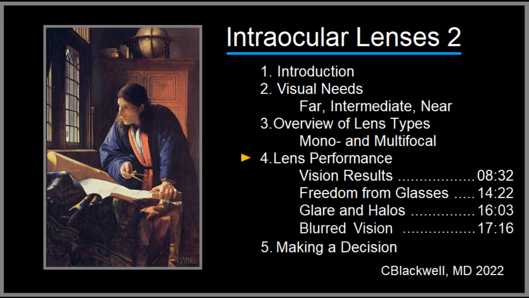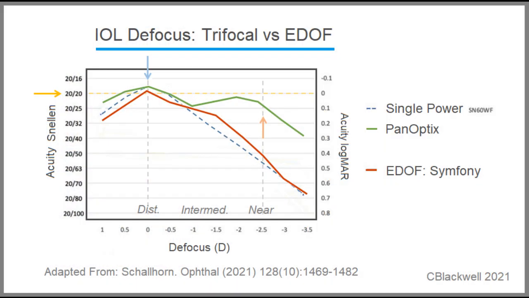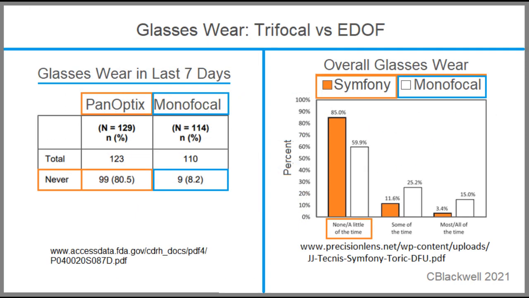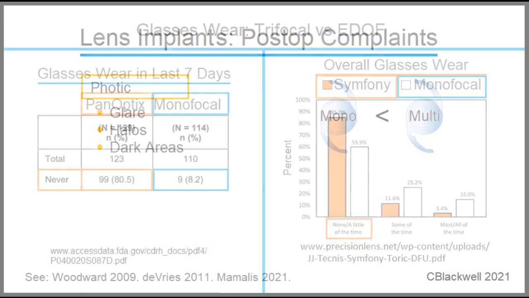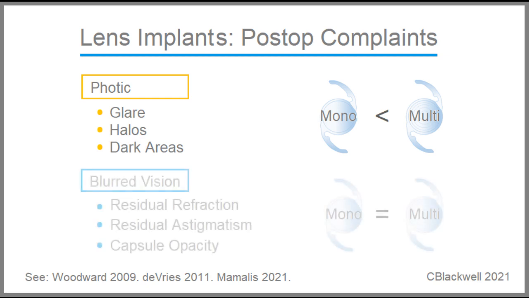Part 4. We have talked about the lenses in general concepts. Now we will look at details of how they perform. On one hand, lens performance can be assessed technically by measuring vision at simulated different distances. On the other hand, we can look at patient experience, asking, for instance, how successful multifocals are at reducing the need for glasses. Also, how frequent are visual phenomena like glare, halos, and dark areas? And finally, what are common reasons for a blurred vision result?